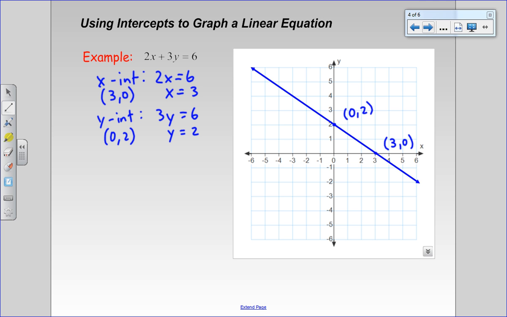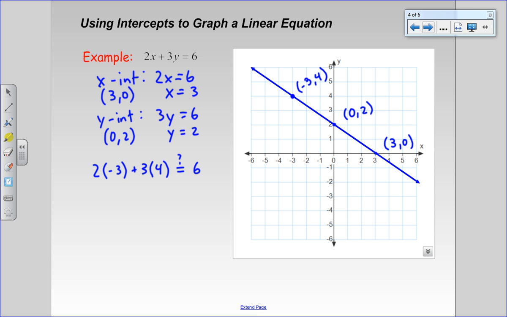But just to make sure we didn't make any mistakes in finding our intercepts, it's often valuable to use a third point on the line to check our work. We can see that this line does pass through the point negative 3, 4. So let's check that point in our equation to verify that it is a solution of the original equation. We replace x with negative 3, and we replace y with 4.